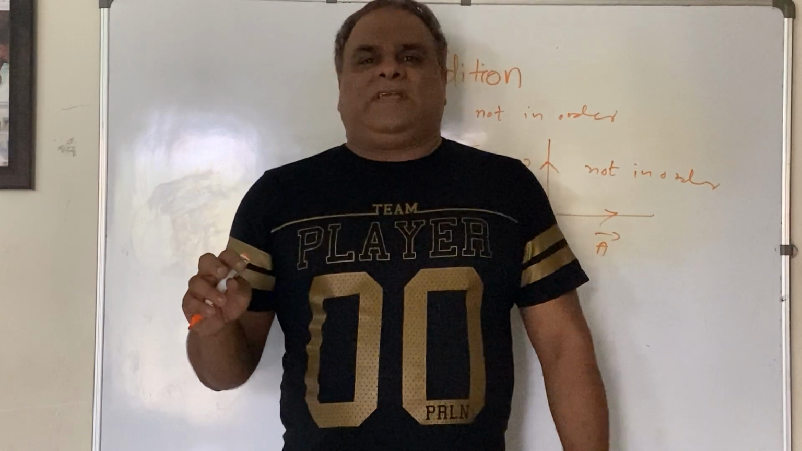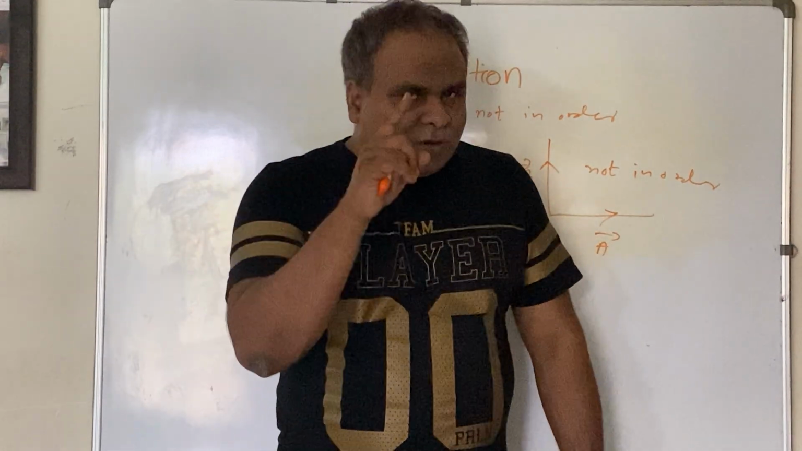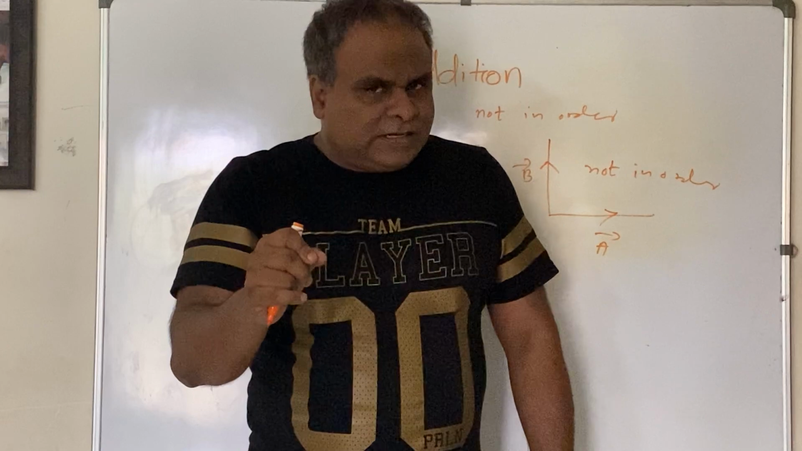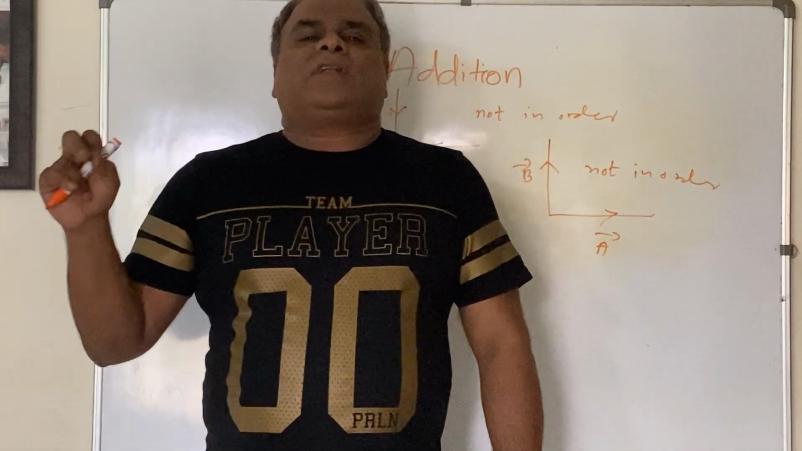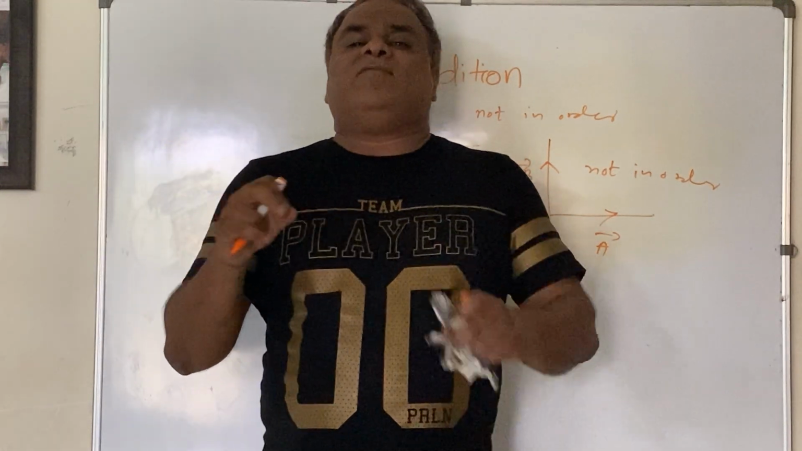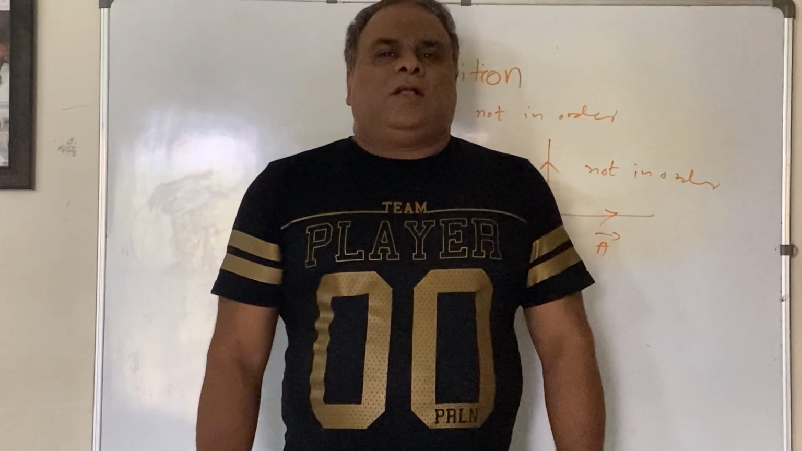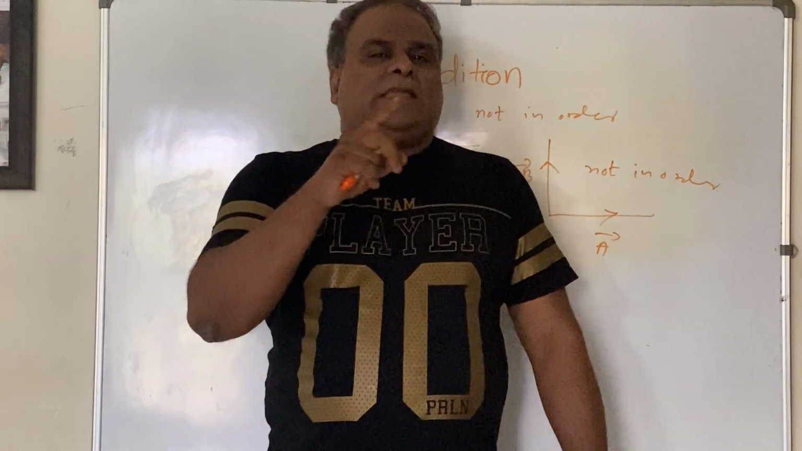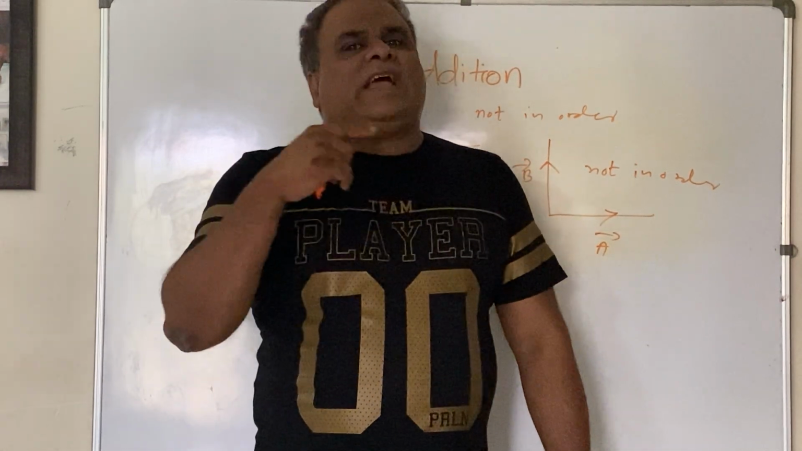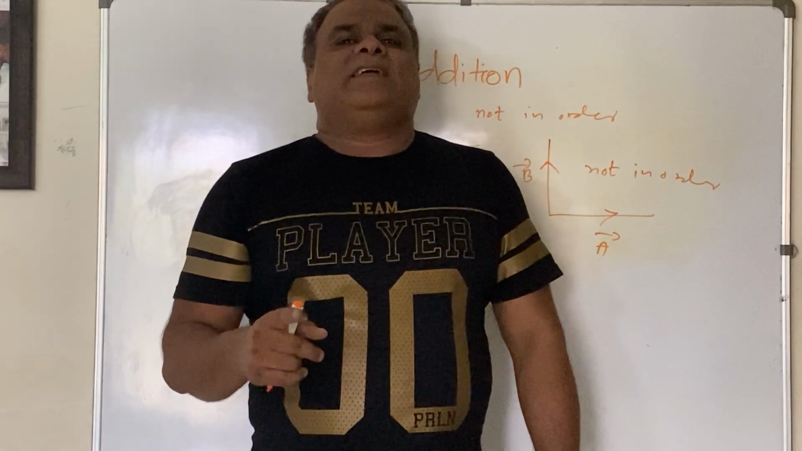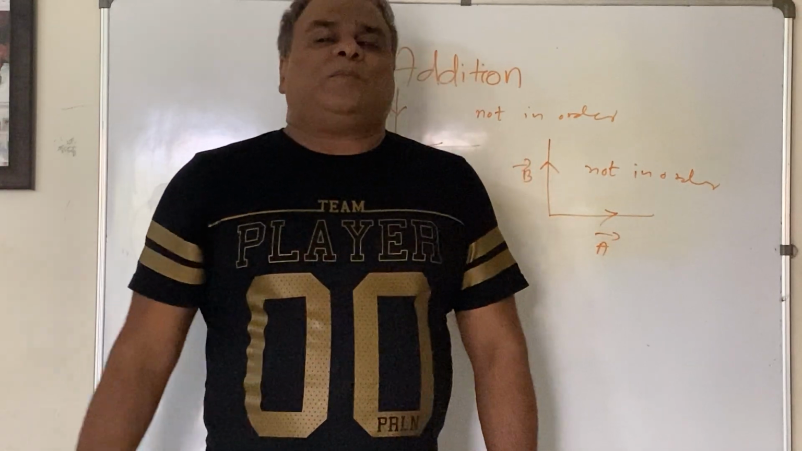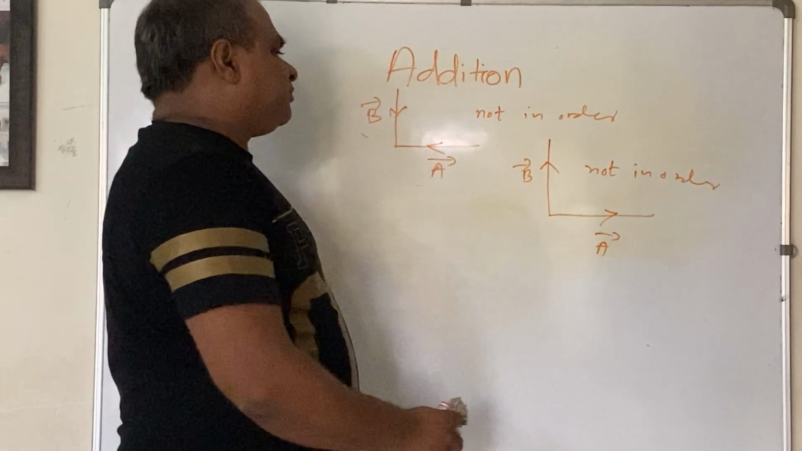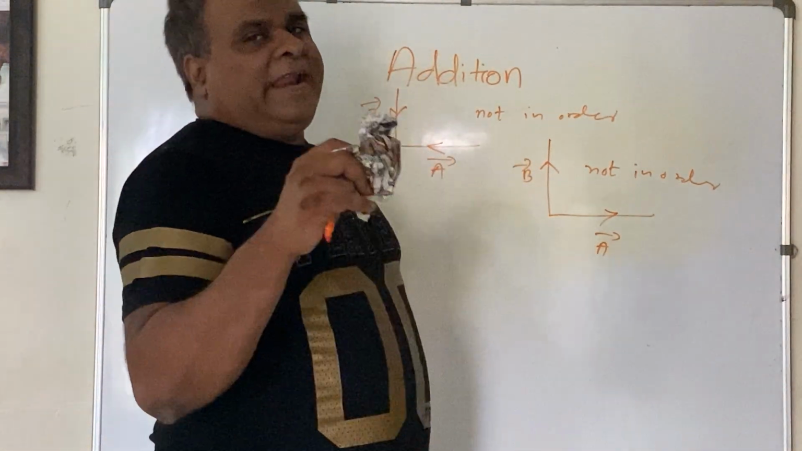That is the summary. What is the summary? If both the vectors are in clockwise direction or both the vectors are in anti-clockwise direction, then they are in order and we will go for triangular law. The next point is, if one vector is clockwise and another one is anti-clockwise, then they are not in order and we will go for parallelogram law. Understood? Now I am going to the next point.